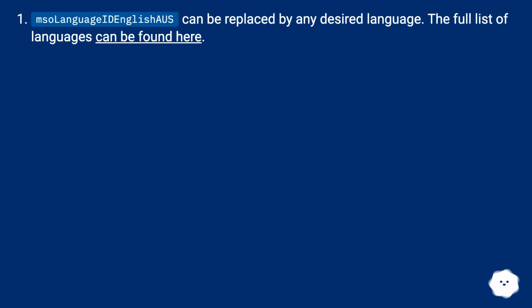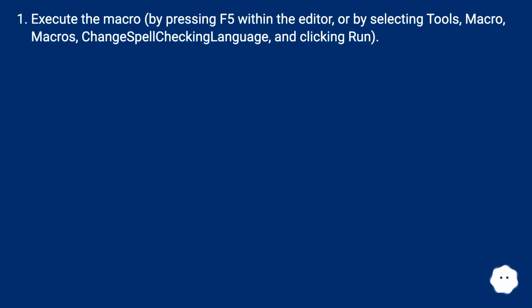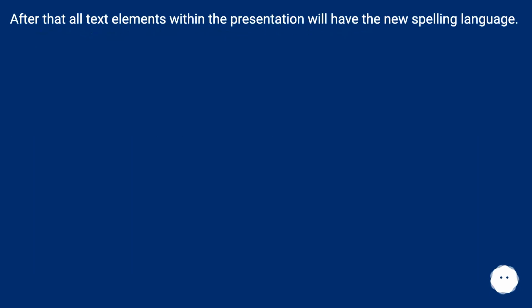Language English can be replaced by any desired language. The full list of languages can be found here. Execute the macro by pressing F5 within the editor, or by selecting Tools, Macro, Macros, change spell checking language, then clicking Run. After that, all text elements within the presentation will have the new spelling language.